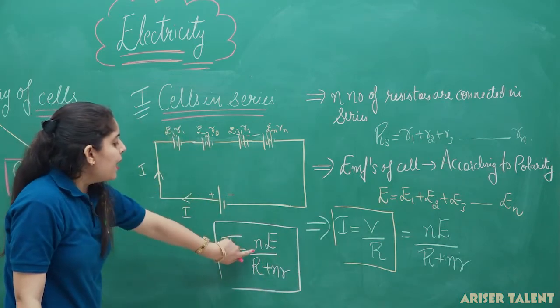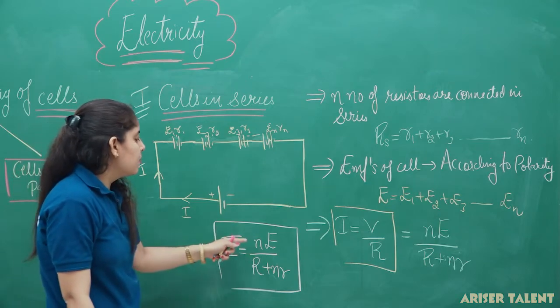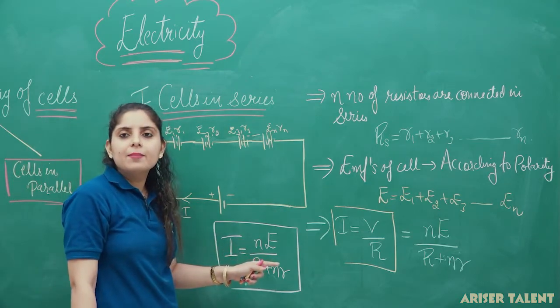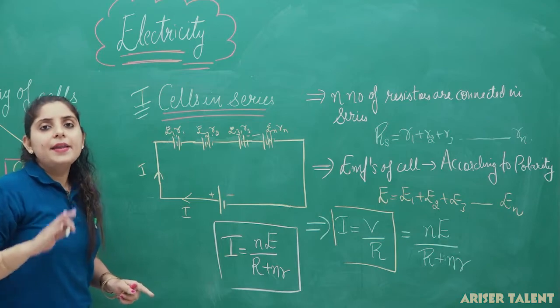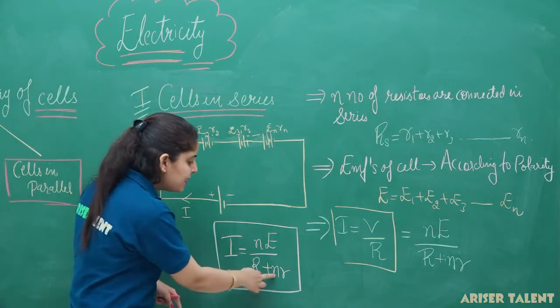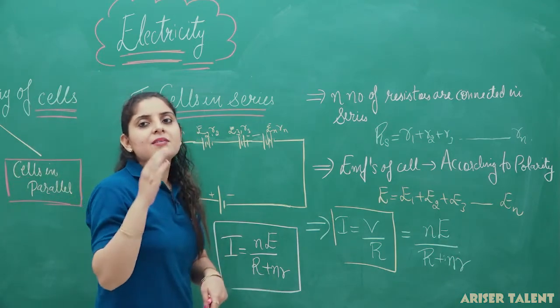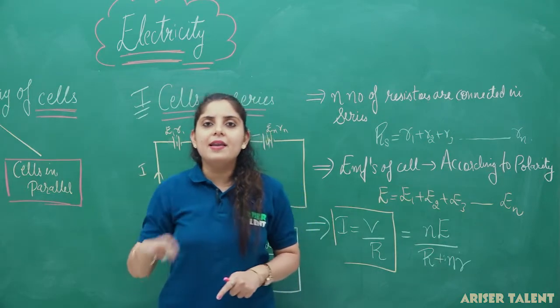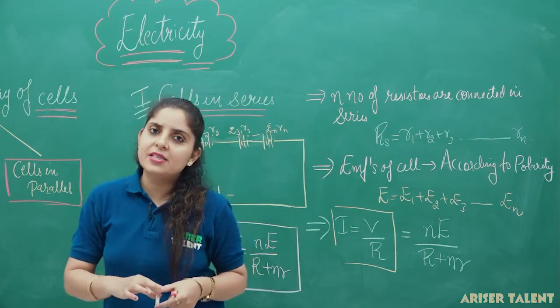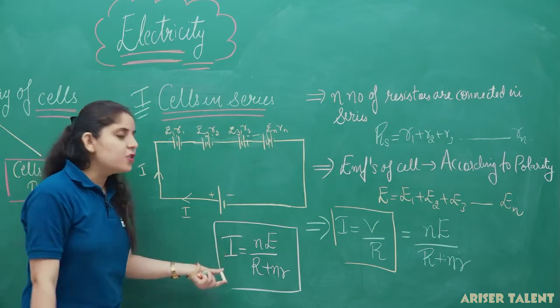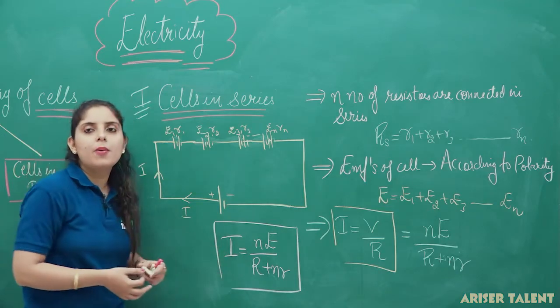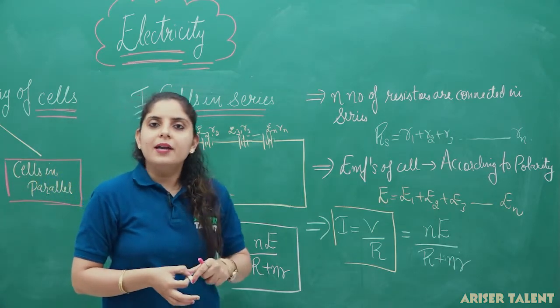Now, n is substituted in the coefficient side of the EMF because there are n number of EMFs we have, and this small n indicates that the resistances you have connected are n in number, having an internal resistance small r. So, for the series combination, you just have this formula for calculating the current in the circuit.